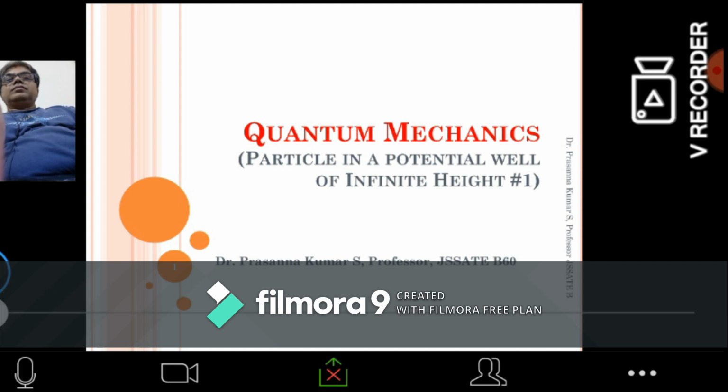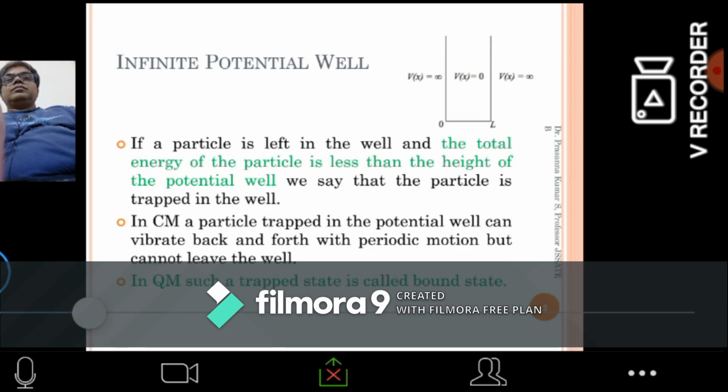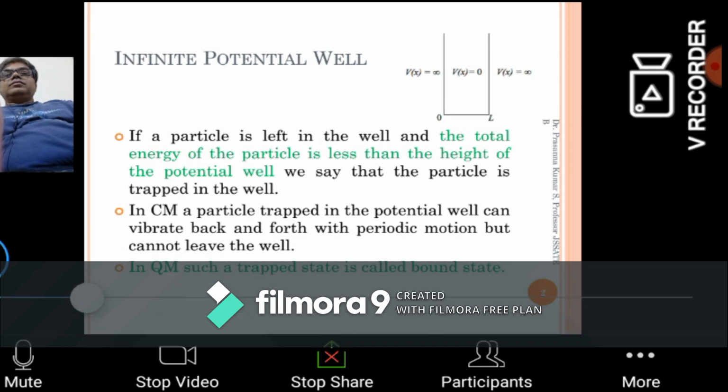Now today we will apply this time independent Schrodinger wave equation to a particle in a potential of infinite height. We call it a particle in a potential of infinite height. Look at the diagram at the right hand topmost corner. Here we use the term potential well. You know a well, a deep well. Here it is a potential well of infinite height. So imagine it is a deep well.